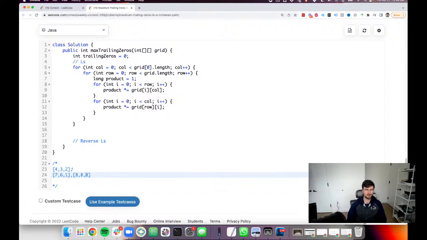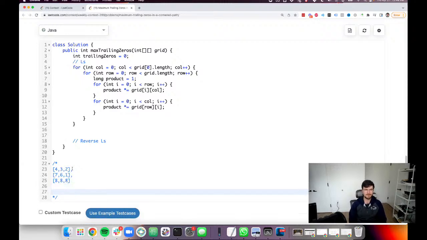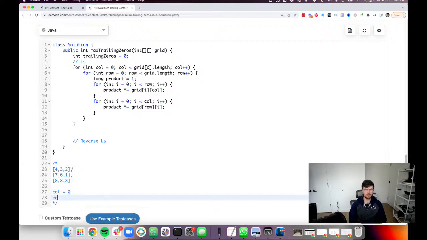So if we have this, and let's say that column equals 0 and row equals 1, what's going to happen? So first, I is equal to 0. So if column is equal to 0 and row is equal to 1, we want to go from here, we want to do this one, then this one, then this one, then this one, right? Like that's the path that we want to take.